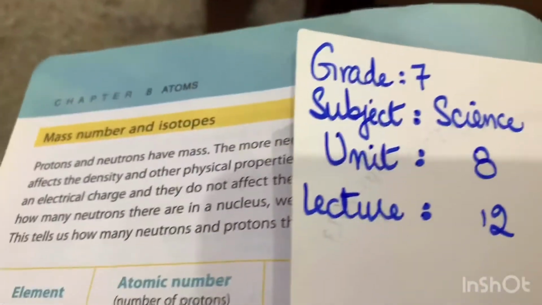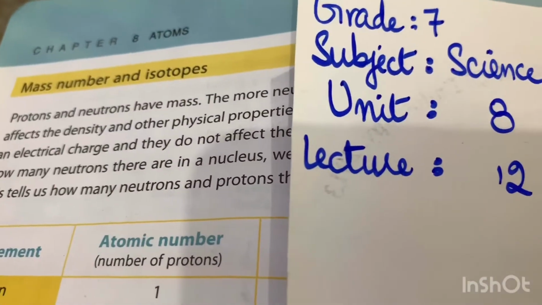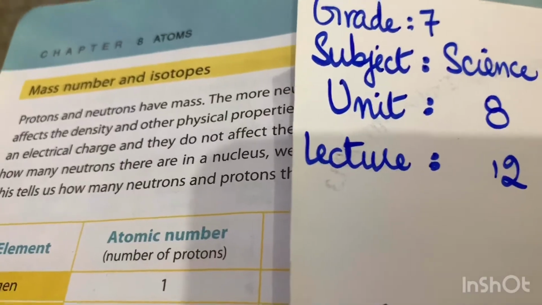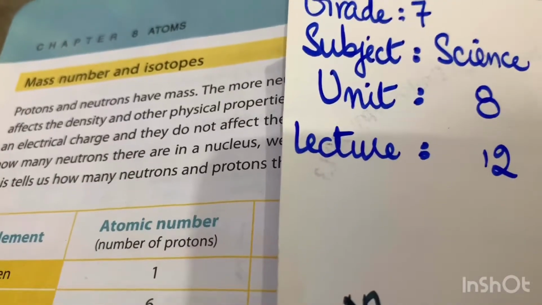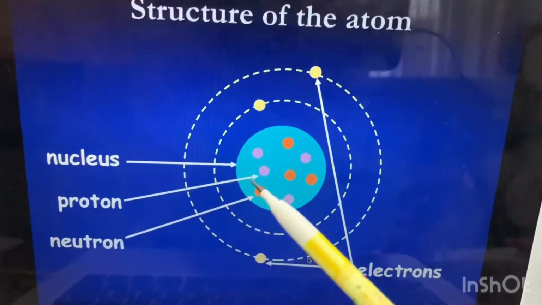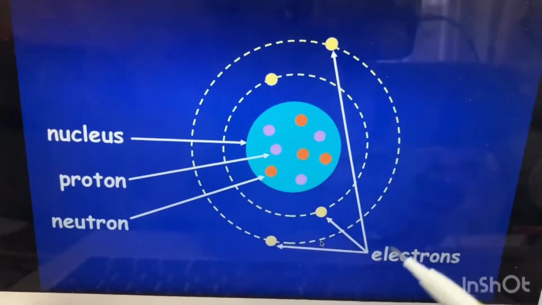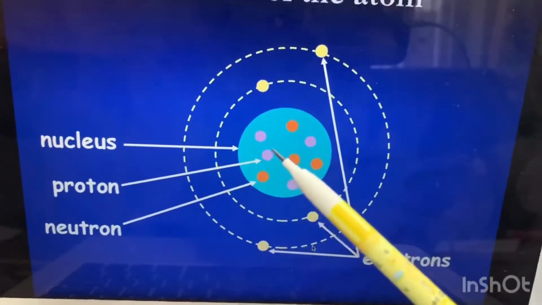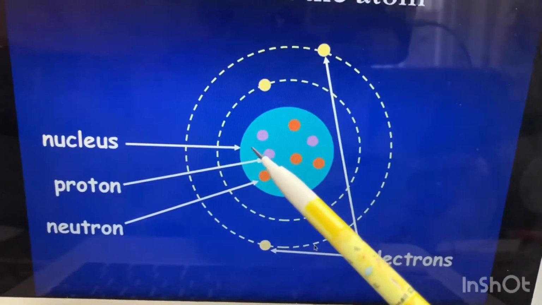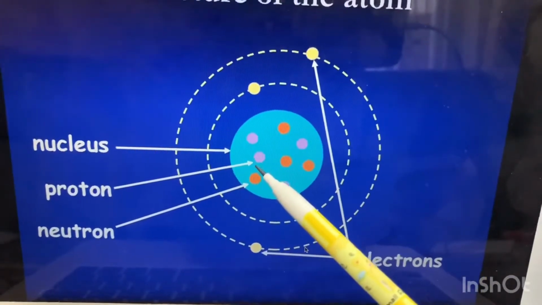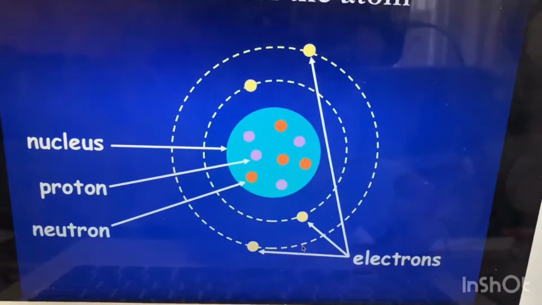Before going to the mass number or the isotopes, I want to recall everything that we did in yesterday's lecture about the atoms. Basically, this is the structure of the atom we did yesterday. This is the nucleus, the protons, neutrons and electrons. These are the electrons. Inside it has the nucleus, this round circle, and this pink one is the protons and this orange one is the neutrons.